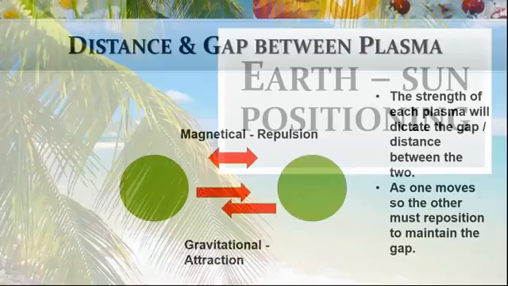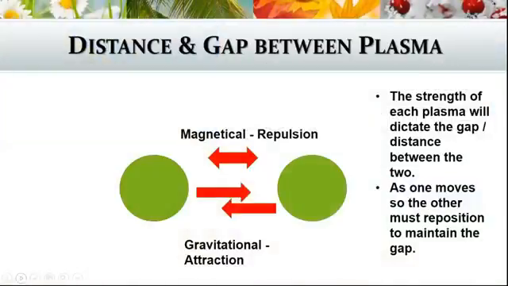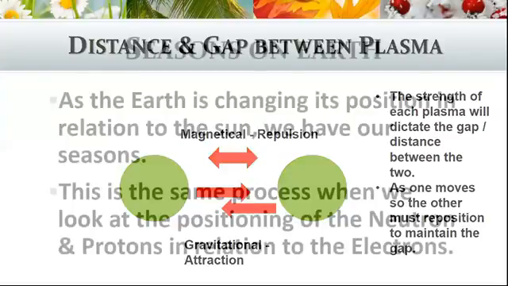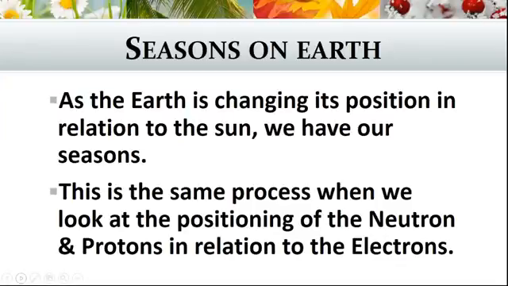When we first look at the distance and gaps between plasmas, we know that we have two different plasmas. We have a gravitational attraction and a magnetical repulsion. Each plasma will have its own maggrav strength, and depending on the strength of those two plasmas, there will be a gap between the two, and that strength dictates that gap. So sometimes it's closer and sometimes it's further apart. And as we move one of those plasmas, the other one will move to reposition itself to maintain that gap. We can apply the same thing to the earth and the sun.